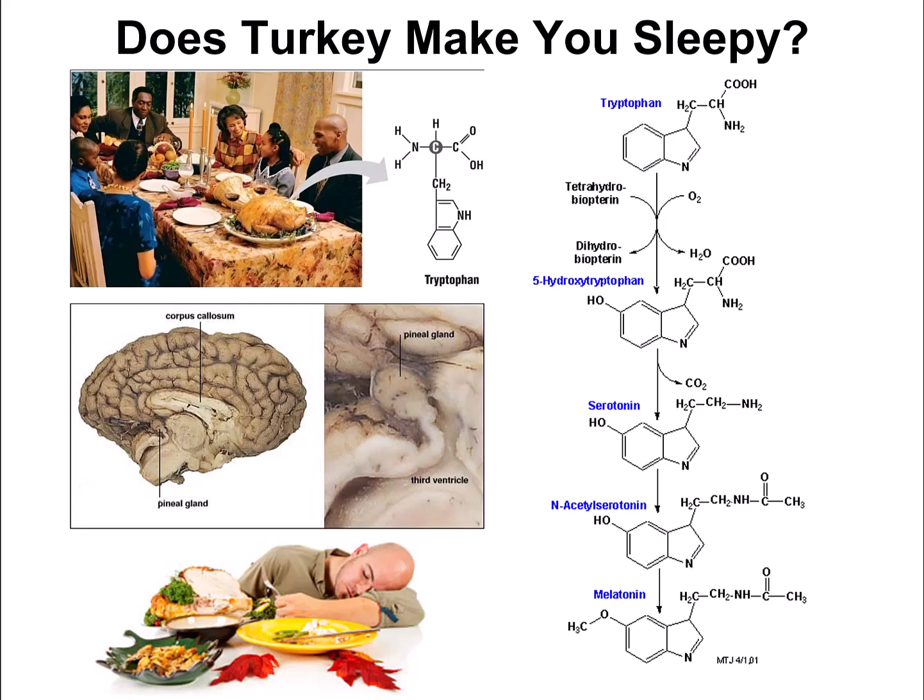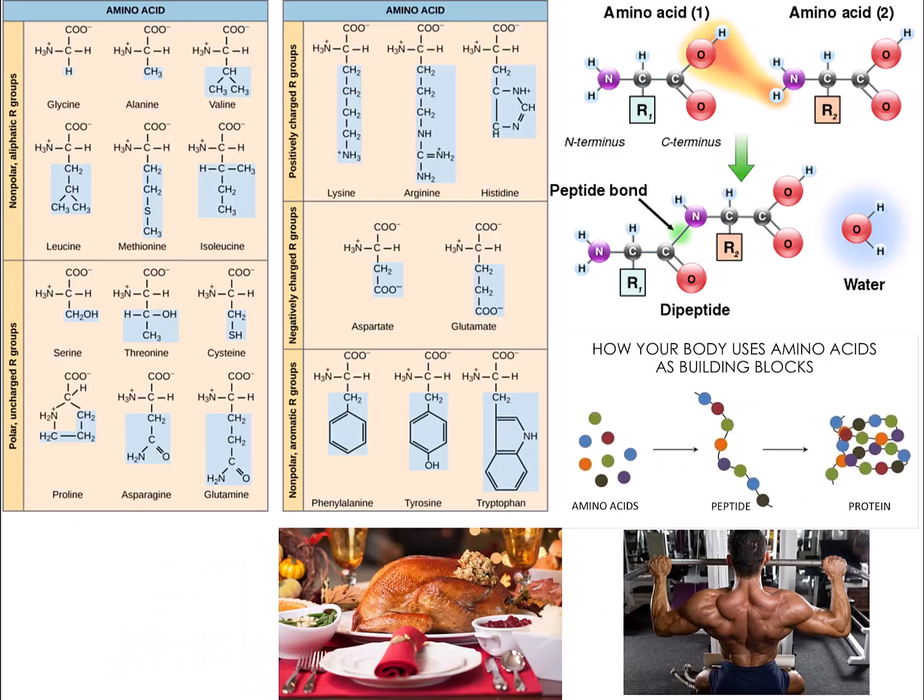So does turkey, which has tryptophan, make you sleepy? Is that true? Well, let's take a look at this a little bit closer. Tryptophan is an amino acid. In fact, here it is right here. This is part of the 20 amino acids that are common to all humans. And these amino acids are used to make proteins. And proteins could be in skeletal muscle, like for example, the muscle you find in turkey.